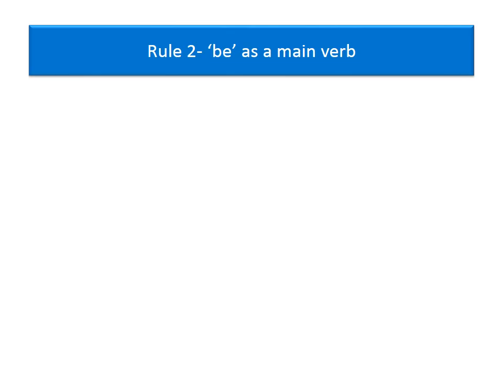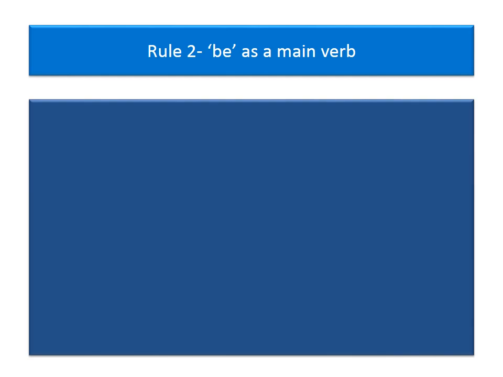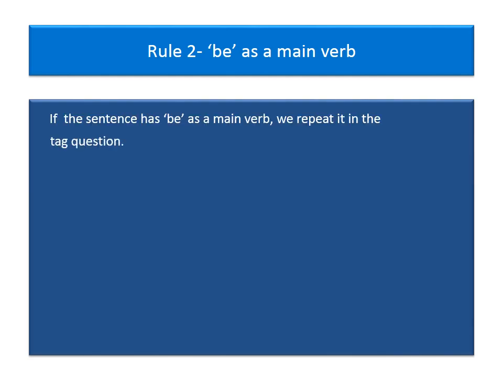Next comes rule number 2. Be as a main verb. If the sentence has be as a main verb, we repeat it in the tag question. We know that the be verb may be am, is, are, was, were, according to the subject and its number. It will take different forms of the be verb.